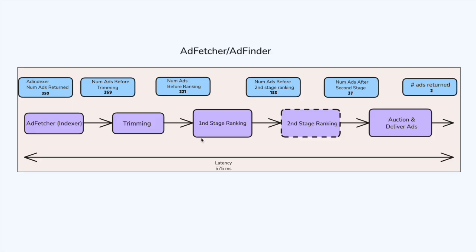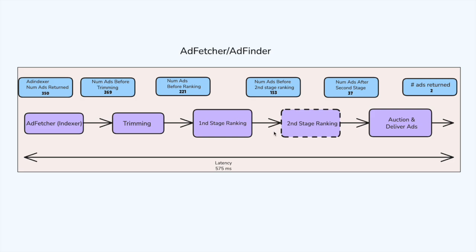After that, we move into the first ranking stage, often called pre-ranking. At this point, we go from 269 ads down to 221. This stage uses lightweight machine learning models, such as logistic regression or simple scoring functions. We estimate signals like click-through rate and basic relevance. It is still fast, but more intelligent than simple filtering.